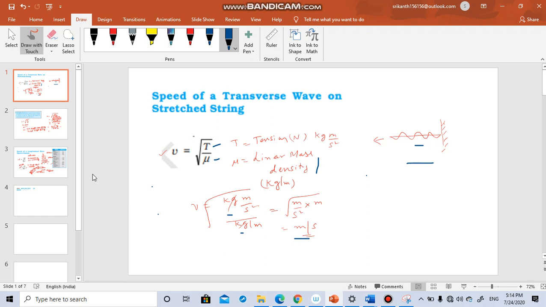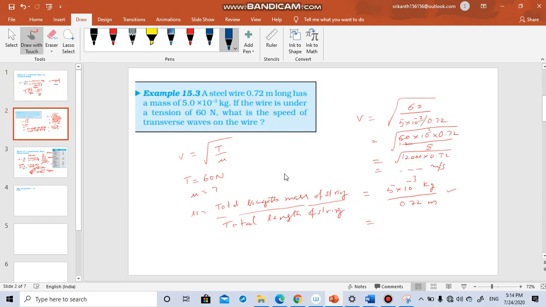So let us understand this with an example. In this example, a steel wire 0.72 meter long has a mass of 5 into 10 power minus 3 kg. If the wire is under a tension of 60 newton, what is the speed of the transverse wave? So speed is given by v is equal to root over T by mu. T is given as 60 newtons. So we have to find out mu.